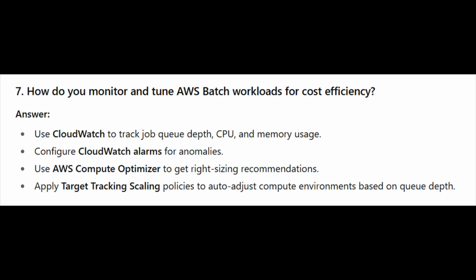7. How do you monitor and tune AWS Batch workloads for cost efficiency? Answer. Use CloudWatch to track job queue depth, CPU, and memory usage. Configure CloudWatch alarms for anomalies. Use AWS Compute Optimizer to get right-sizing recommendations. Apply target tracking scaling policies to auto-adjust compute environments based on queue depth.